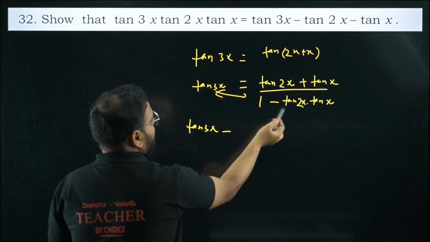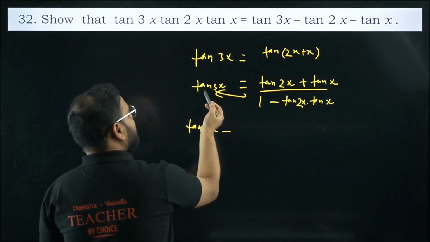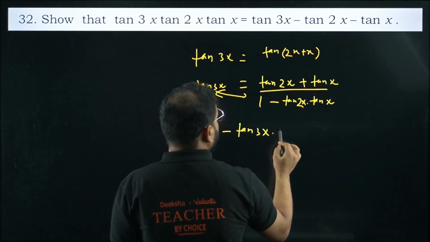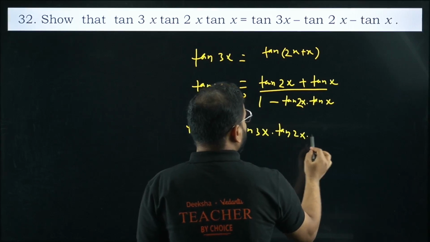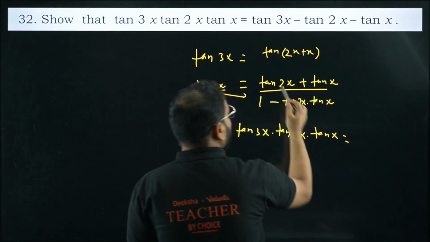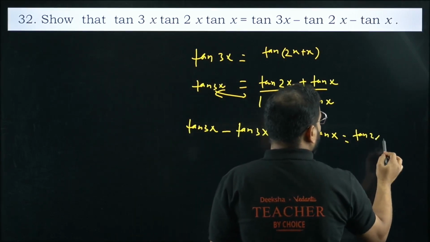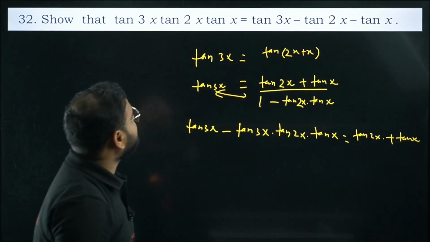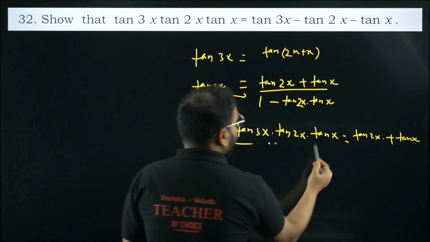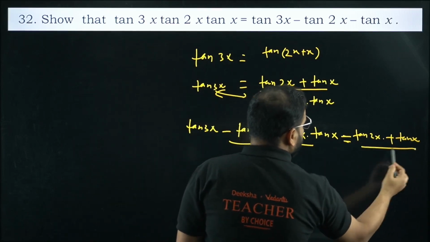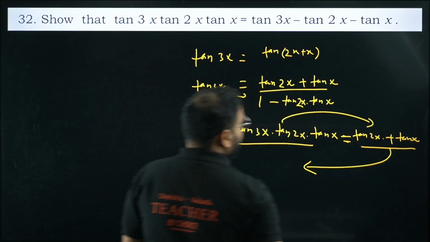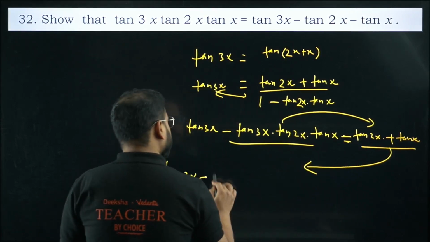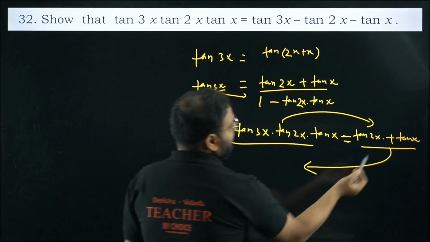It will become tan 3x into minus tan 3x. Positive over here, tan 3x into 1 is tan 3x. Minus, we'll have tan 3x into tan 2x into tan x equals to this value, tan 2x plus tan x, okay? I want this to be positive, this to be negative. So take these two terms over here and this term on this side. What I get? Tan 3x, this will become minus tan 2x, this will become minus tan x.